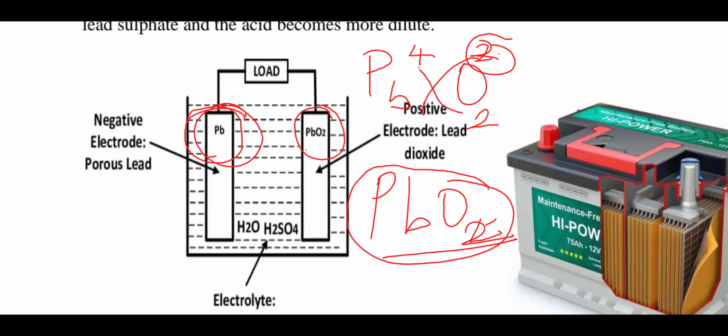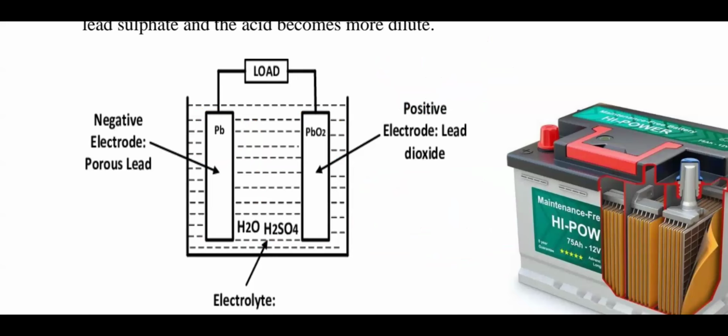Now we said that sulfuric acid is going to act as an electrolyte. The whole of this is our dilute sulfuric acid. If you're drawing the lead acid accumulator, you can draw it in that form. You can come up with a drawing where you have the electrodes. We have a positive electrode and a negative electrode.